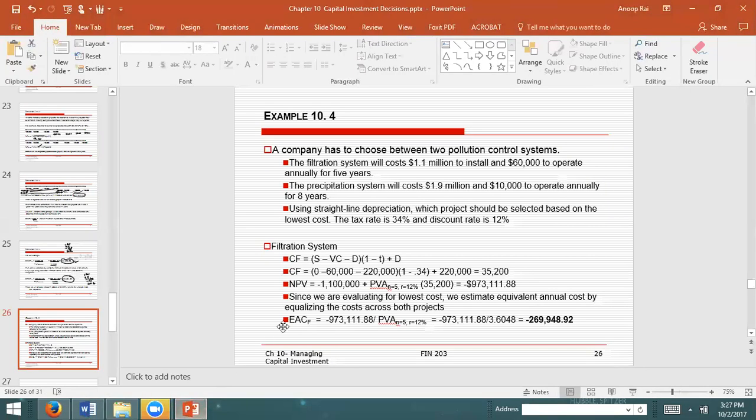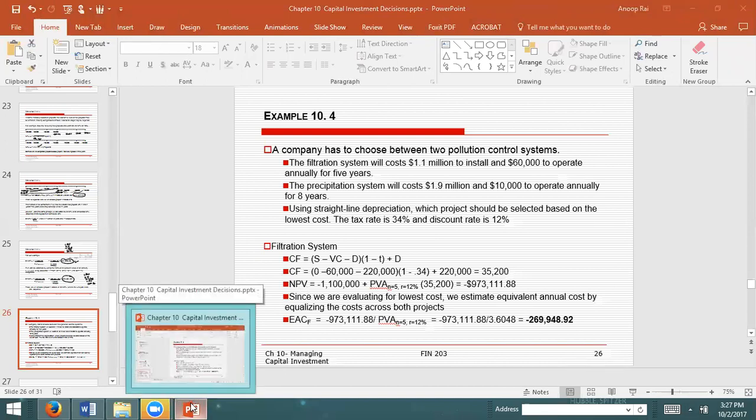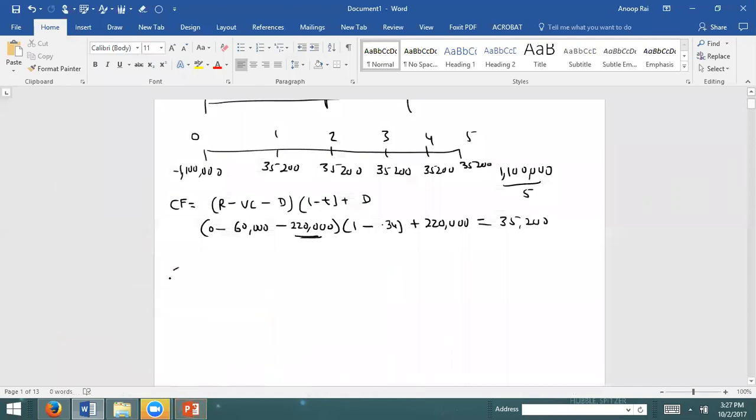Now, when I do the net present value for this, how would I do it? I'd say cash flow 0 is negative 1,100,000, cash flow 1 is 35,200, and how many times? It'll be 5. NPV, and the discount rate in this example is 12%. Compute, and I will get negative 973,111.88.